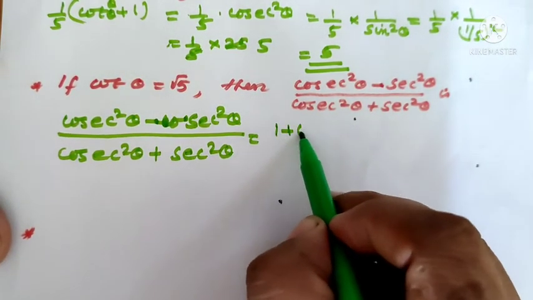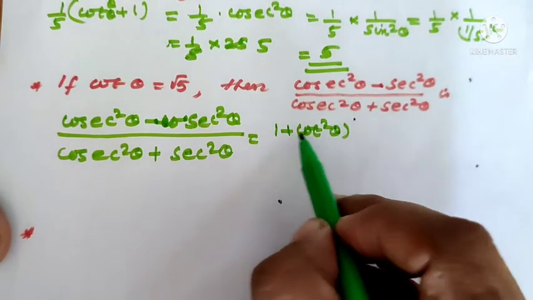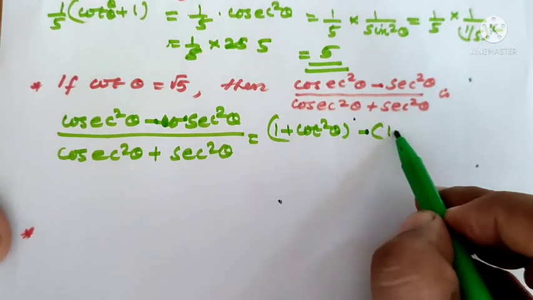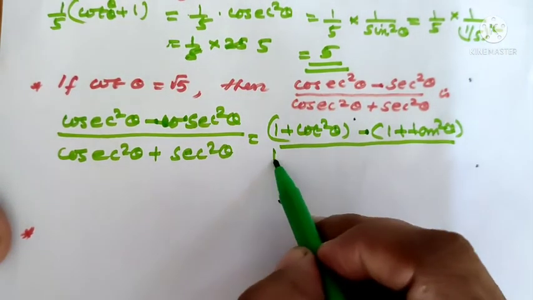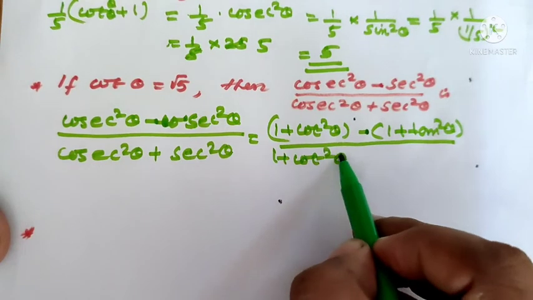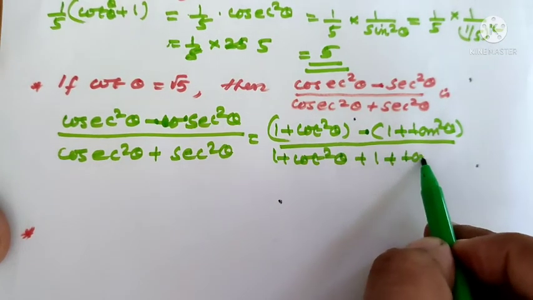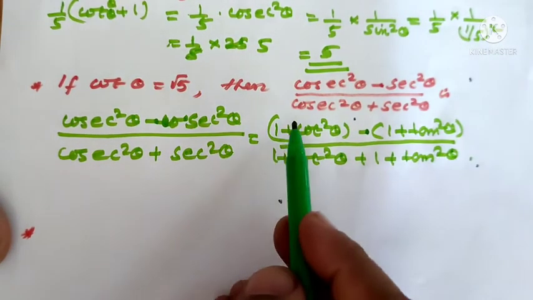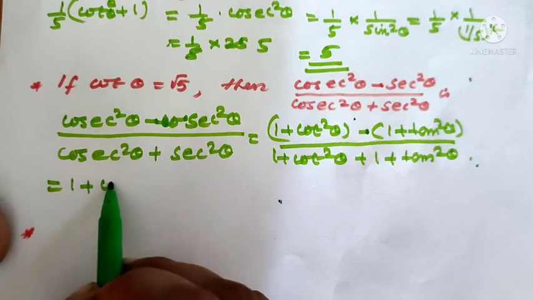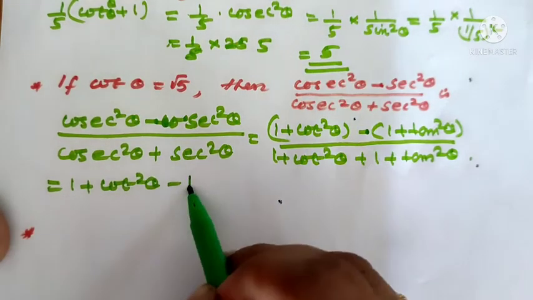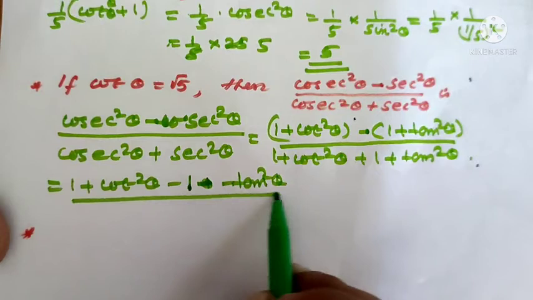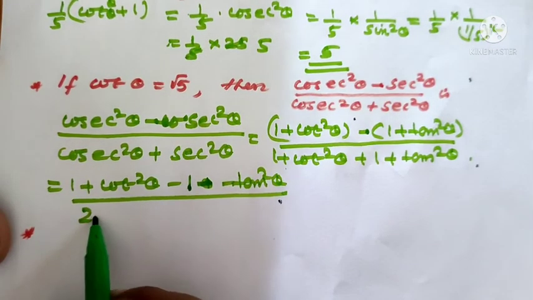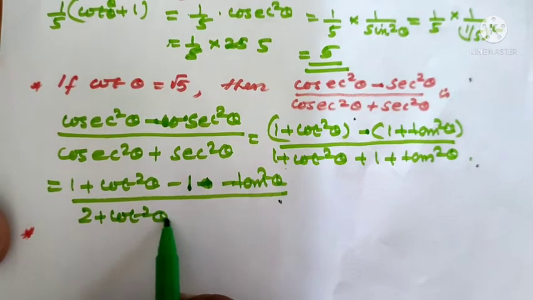So 1 plus cot square theta minus 1 plus tan square theta, divided by 1 plus cot square theta plus 1 plus tan square theta. So this, 1 plus cot square theta minus 1 plus, sorry, minus tan square theta. See, 1 plus 1, 2 only, 2 plus cot square theta plus tan square theta.